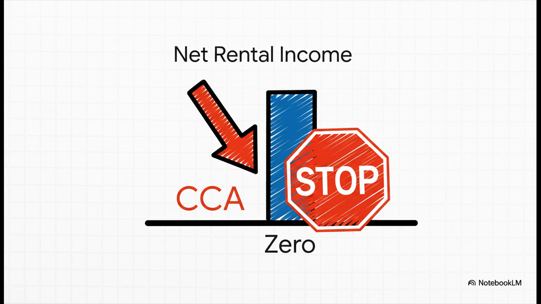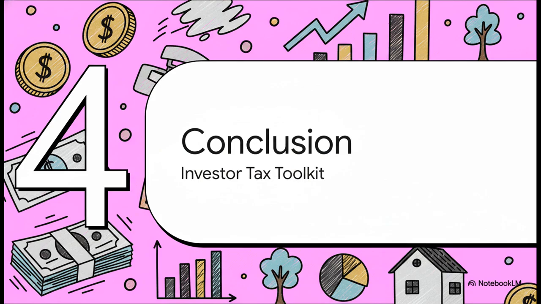This is the big rule to remember. You can absolutely use CCA to wipe out your rental profit. You can take it all the way down to zero. But that's it. You are not allowed to use CCA to create or increase a rental loss. So it's a powerful tool for sheltering your rental income, but it's not a magic wand to shelter your other income.